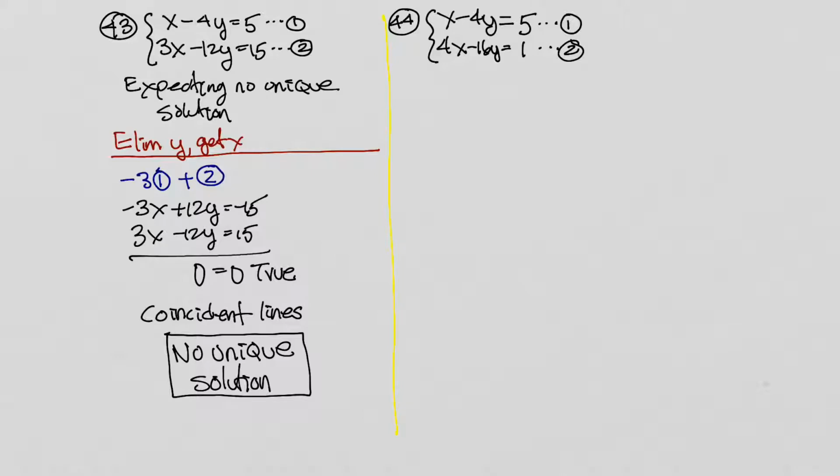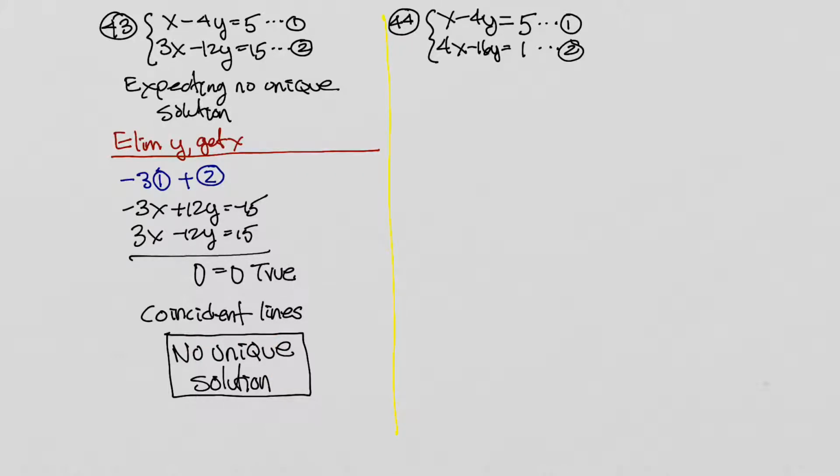Now in this system, this is going to be similar to what we did in problem 43, but look what we did in 43. Here's what we did. We tripled, tripled, tripled. Now we could have doubled, doubled, doubled, quadrupled, quadrupled, quadrupled, but we tripled, tripled, tripled, and we ended up with coincident lines, no unique solution.